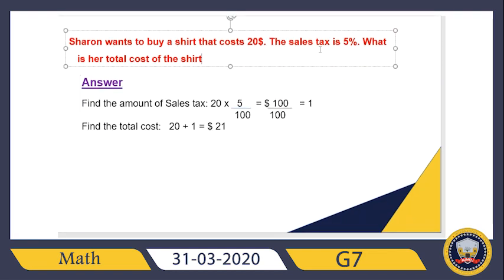The sales tax for this t-shirt is 5%. What is the total cost of the shirt? What is the total cost of the shirt?